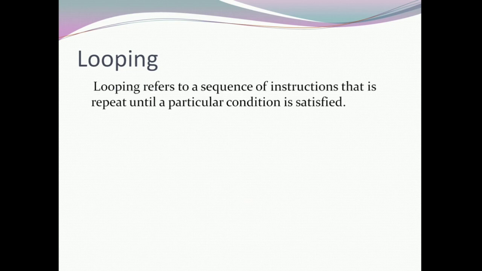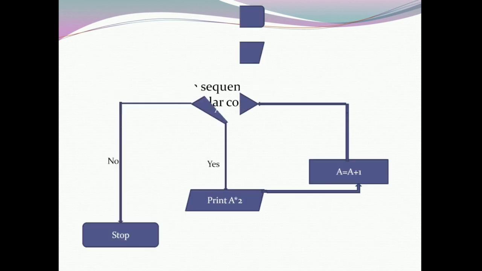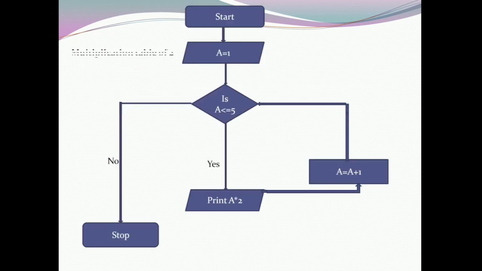Okay. Now, let's discuss the term looping. A loop refers to a sequence of instructions that is repeated until a particular condition is satisfied. So we can simply say that a sequence of instructions will be repeatedly executed until a particular condition is satisfied. Now, let's see what looping is with an example. Here we are going to discuss the multiplication table of 2. Let's discuss the flowchart of the multiplication table of 2.